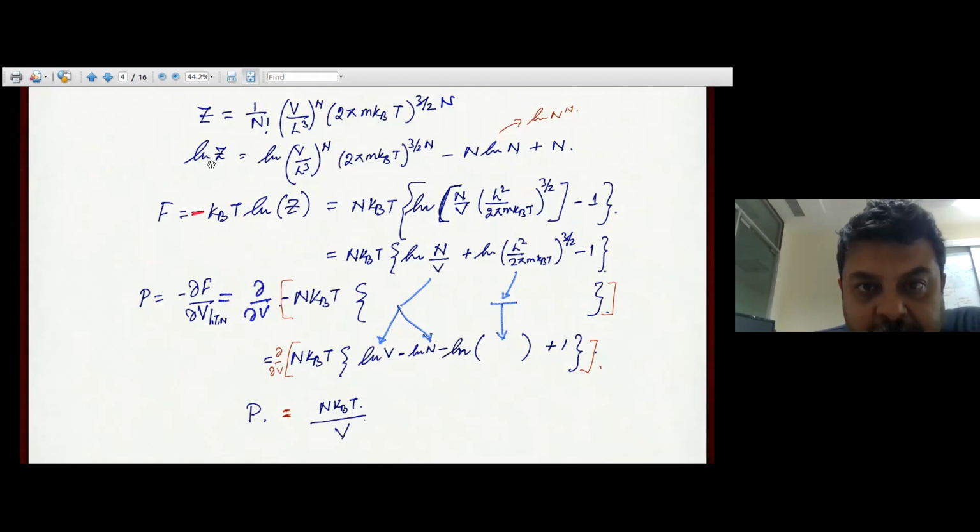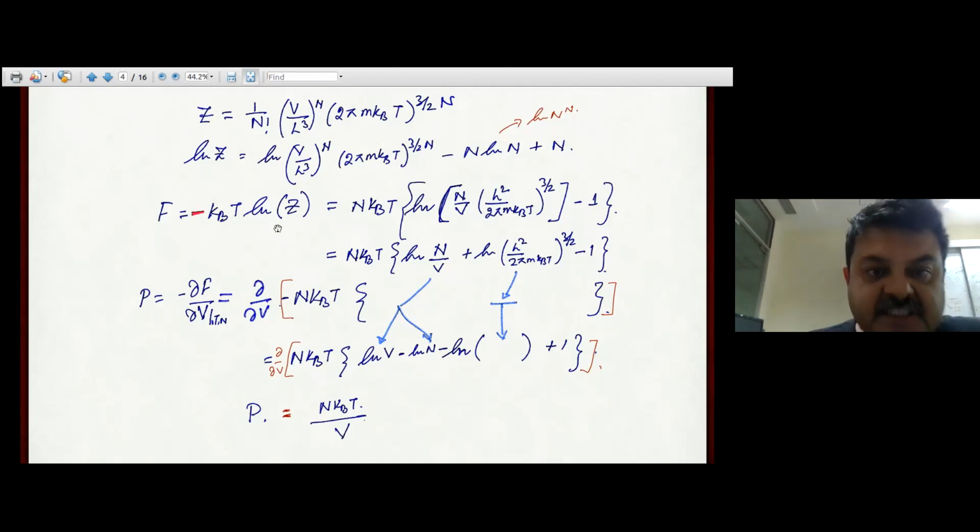Thereby, when you do ln of Z, what we have done is written ln of V by h cubed to the power N, 2 pi m kBT to the power 3 by 2 N, and this N factorial by Stirling's approximation becomes N log N minus N. But since this was already coming as a minus log N factorial, what you have is minus N log N plus N, right? And the free energy can be written as minus kBT ln Z. We had already associated the free energy with F and associated it with minus kBT ln Z. And what we will see in 2 seconds, or whatever, 2 minutes, is that if we associate F with minus kBT ln Z for the Hamiltonian of an ideal gas, we can get back PV equal to NRT.